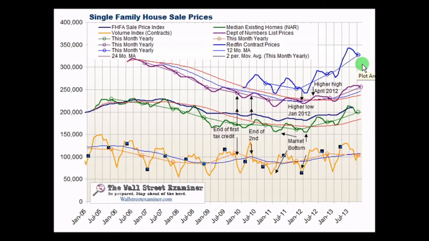One of the reasons I like their data is because it's near real-time data. They're actually reporting contract prices that they collect from the multiple listing service. So these are October contract prices here. The thin line is the October year-to-year trend. The little circles are the current October and each previous October.